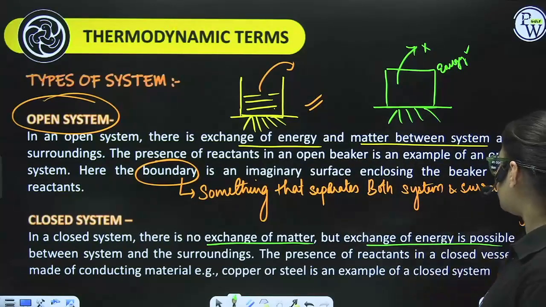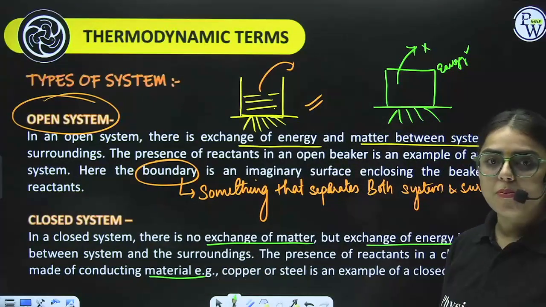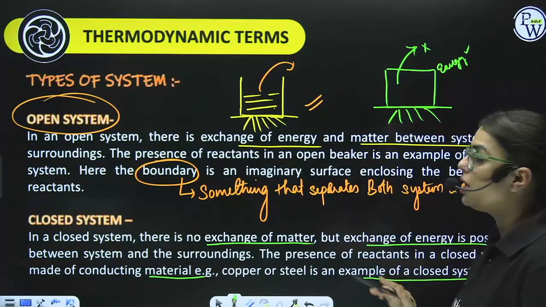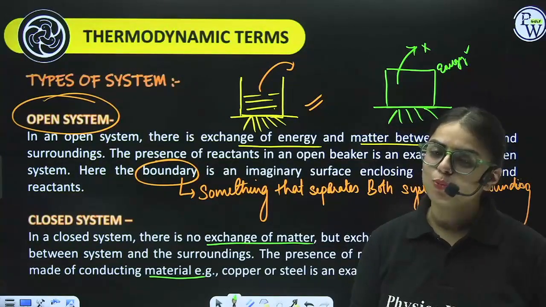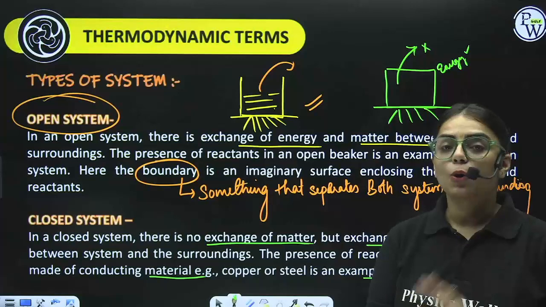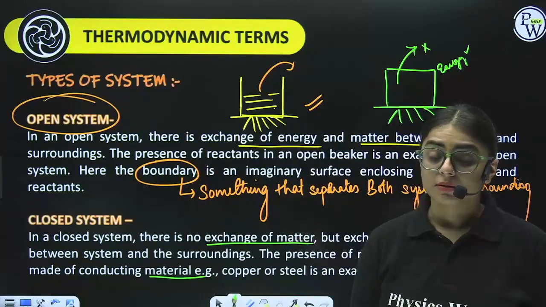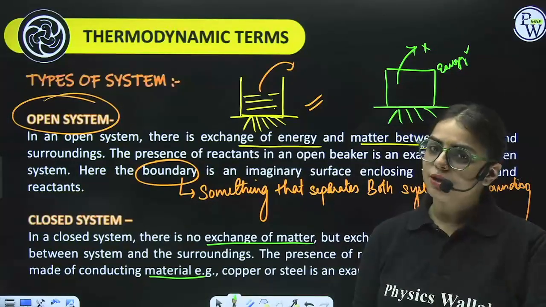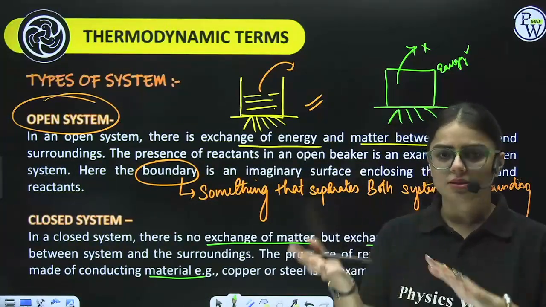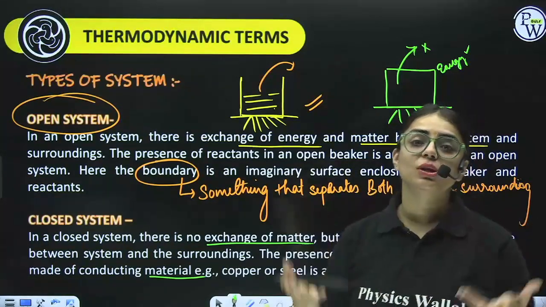The presence of reactant in a closed vessel made of conducting material, for example copper or steel, is an example of a closed system. Now you very well know what an open system is and what a closed system is. In an open system there will be an exchange of energy and matter. In a closed system there won't be any exchange of matter, but energy exchange will take place between system and surrounding. So now comes the third type of system, that is the isolated system.